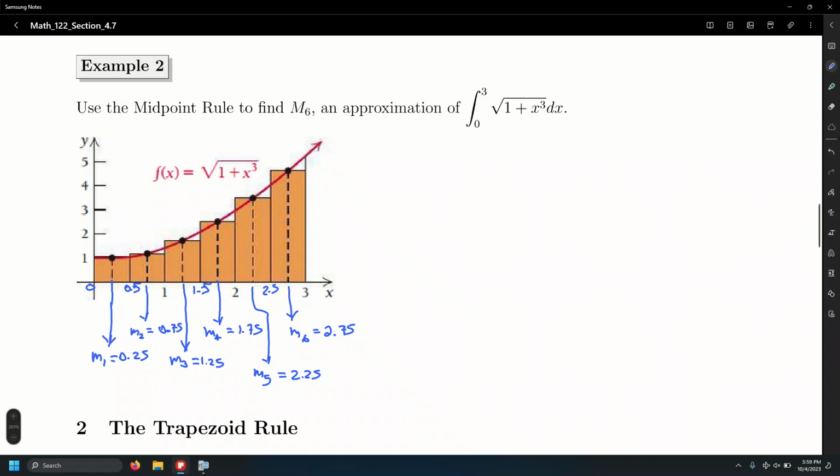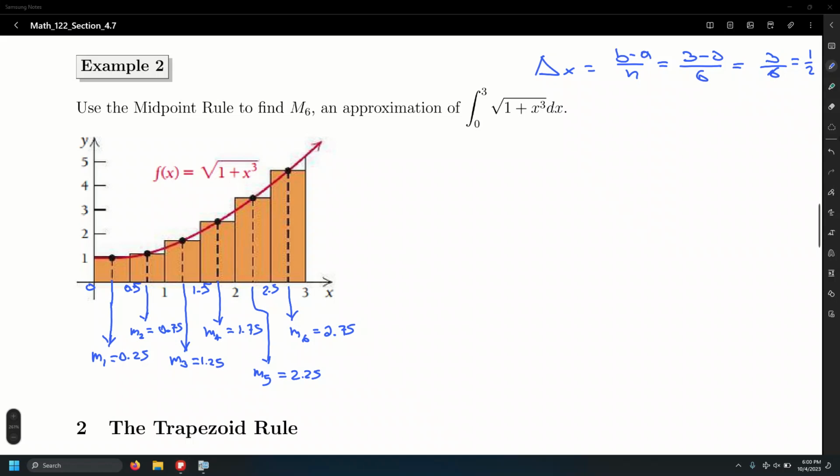So the B minus A over N will be exactly the same. So delta x equals B minus A over N. That'll be 3 minus 0 over the number of rectangles, which in this case is 6. 3 over 6, which equals 1/2. All right? Equals 1/2.